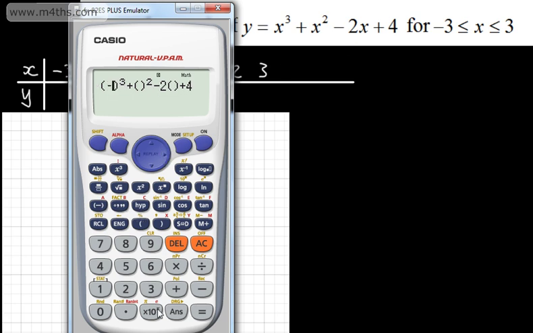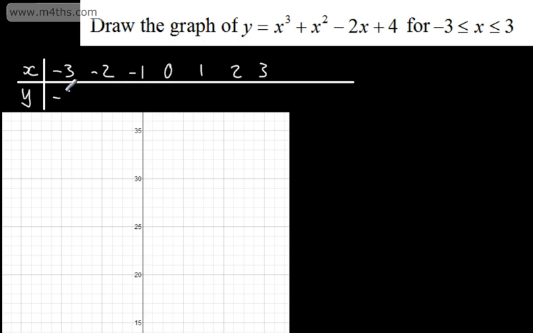So I can now put negative 3, so negative 3 goes in here, and then we'll substitute in now negative 3 just here, and this will give us the first value, which is going to be negative 8. So writing in my table just here, when x is equal to negative 3, y is equal to negative 8. You might have to show full workings.